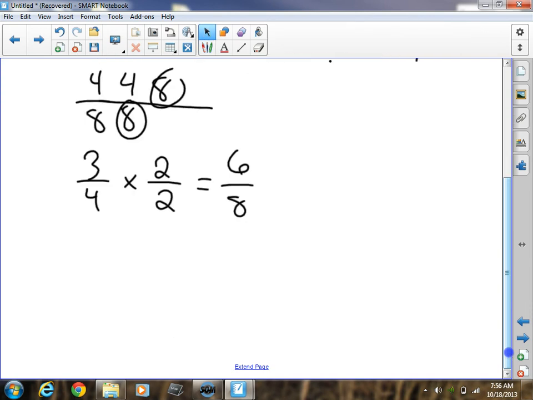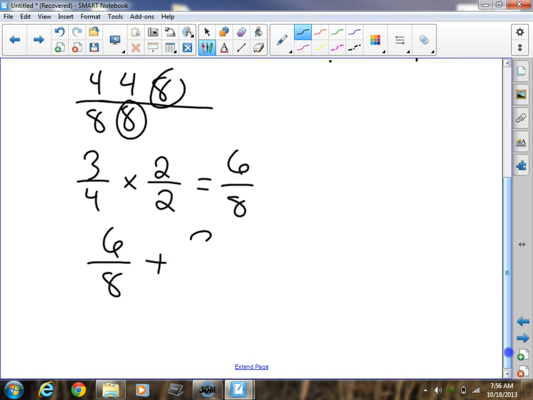So now I'm going to add, so 6 eighths plus 3 eighths equals 9 eighths. Well, that, ladies and gentlemen, is an improper fraction. And I can't leave it as an improper fraction. So I am going to have to make that a mixed number. And you say, wait a second, Mr. Hurst, we're already doing mixed numbers. Well, watch what I do.